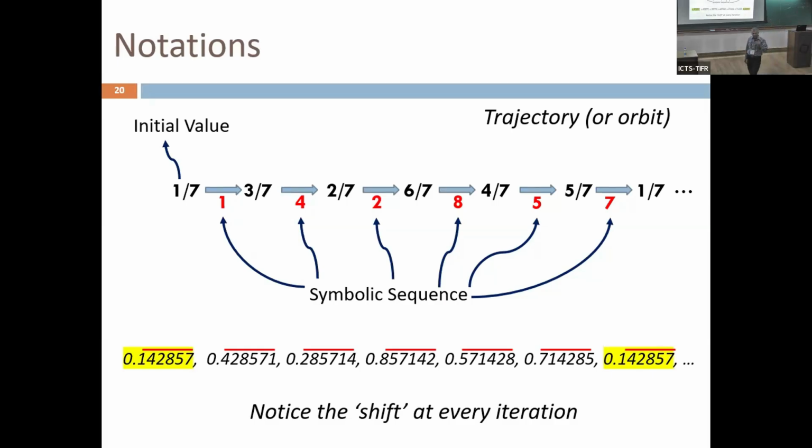You recall what I did then? I was outputting numbers at every iteration. That's basically telling you which interval you lie in. You remember the 10 intervals, right? 10 intervals with 10 symbols.